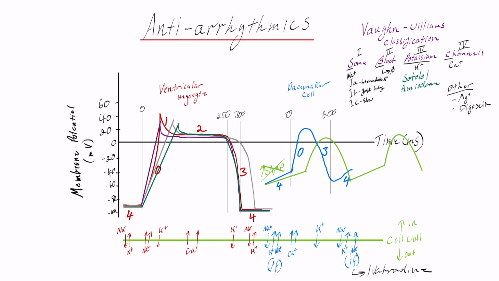Now, potassium channel blockers are interesting. I'll use pink here because what they're going to affect is this part, so phase 1 of the ventricular myocyte, and they're also going to affect phase 3 because remember these are dominated by potassium. So essentially what they're going to do is they're going to prolong your repolarization times. So when you get to phase 1, you're going to have a slower repolarization and you're going to get a slower repolarization of phase 3.